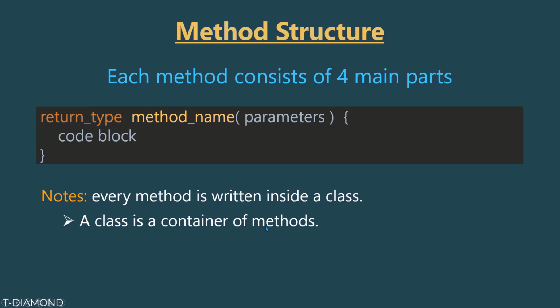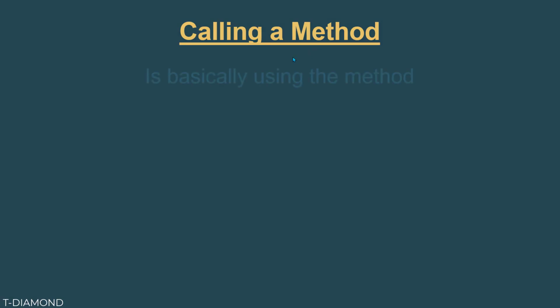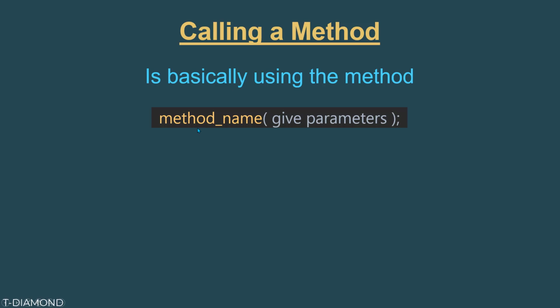Okay. Now we will see how we can call a method. Now what is calling a method? It is basically using the method. For example, suppose that we want to use the method that prints the username. So in order to use it, we should call it. And now we will see how. We will put the method name followed by the parenthesis, and inside the parenthesis we will give the method the parameters that it needs, and after that we will put a semicolon because calling a method is a statement in Java. So each statement ends with a semicolon.